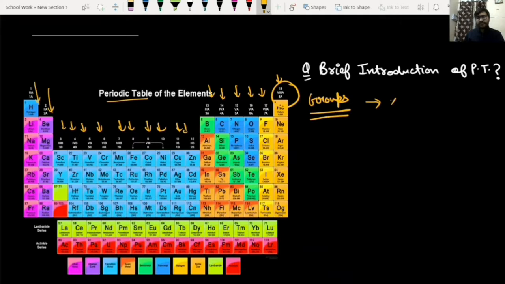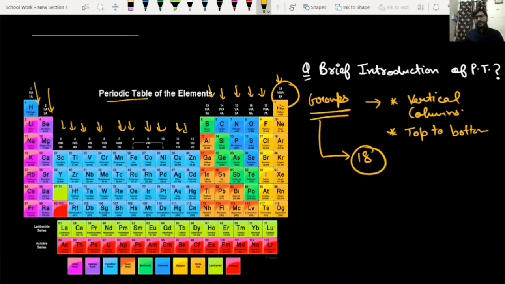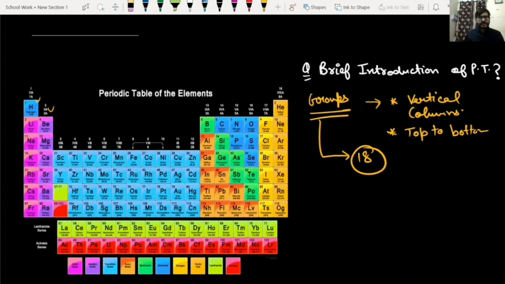So we can say, what are groups? These are vertical columns, or you can say elements which are arranged from top to bottom. So there are total how many groups? There are total 18 groups in the modern periodic table. This is the first group, this is the second group, and these are further group number 3 to 12. Here from 13 to 18 groups are present. So let's briefly discuss these groups one by one.